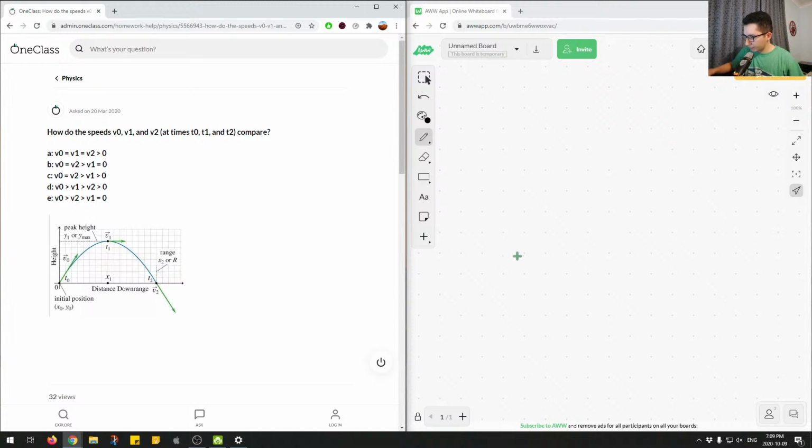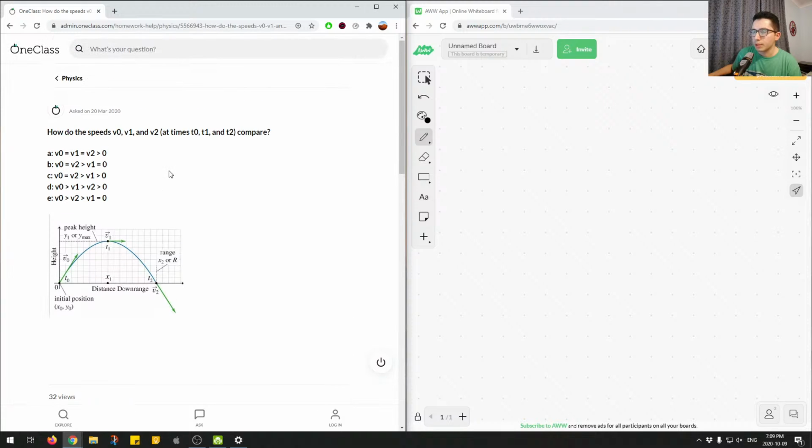Alright, so we're looking at 5 options and we're trying to figure out which option is the correct answer. So they have a plot down here for us. Looking over here, we have v0 at the initial of the projectile. The projectile follows a parabola, and we have v1 on top, and you can see that this vector is a little smaller than this vector. And then at v2 we have the vector pointing downward, and we can see this is kind of equivalent to this vector.